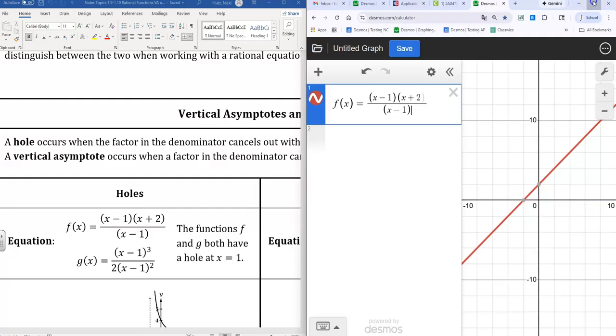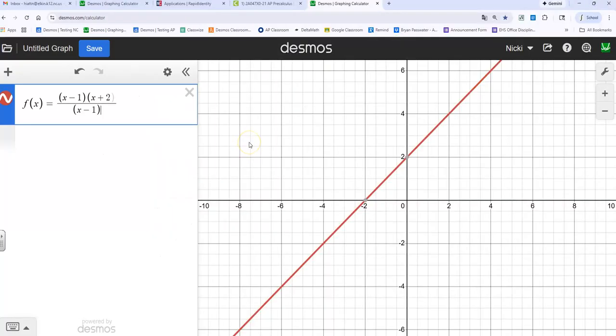On Desmos, you cannot see holes, or at least not just by looking at the graph. Because what a hole is, at that one single point, whenever x equals 0, your function is undefined. But all the points around it give you a value, right? So they don't show up if you just graph it.